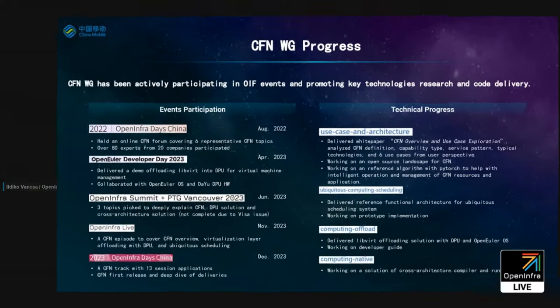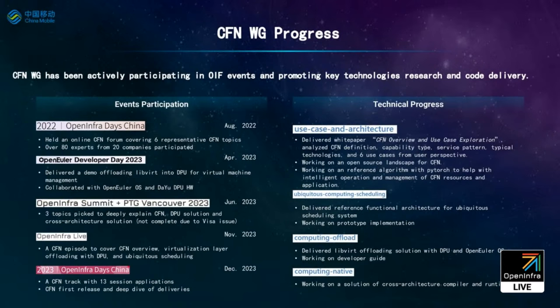Yes, sure. We have some progress we would like to share. Next slide, please. After we launched the CFN working group in 2022, we participated in OpenInfra Days China and held a CFN forum. We had six topics shared by our partners, and over 18 participants from 18 companies joined the CFN forum. We had a roundtable session, in which each of us talked about their ideas and suggestions on how to run a CFN working group in open source, and their initial plan of how to contribute to the CFN working group.